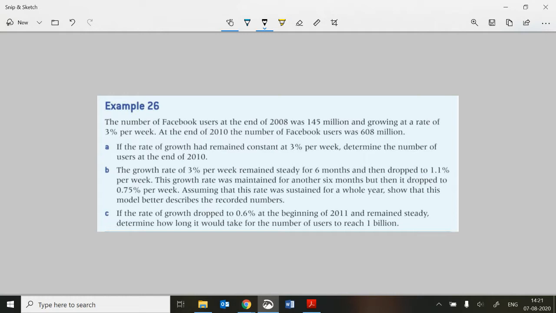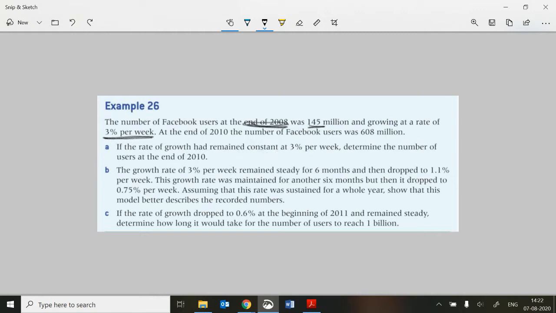And here it says the number of Facebook users at the end of 2008. So end of 2008, that's the same as the start of 2009. It was 145 million, growing at a rate of 3% per week. At that point, it's growing at 3% per week, but it doesn't tell us that it's growing constantly at 3% per week. That turns up later.